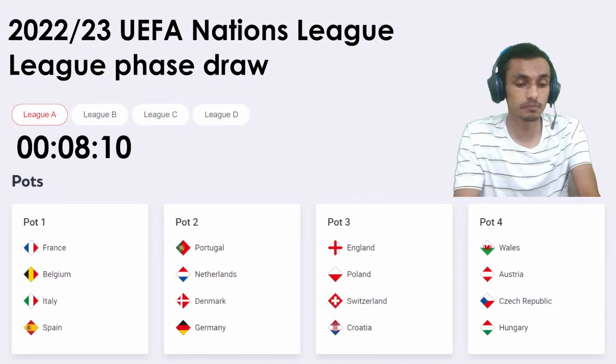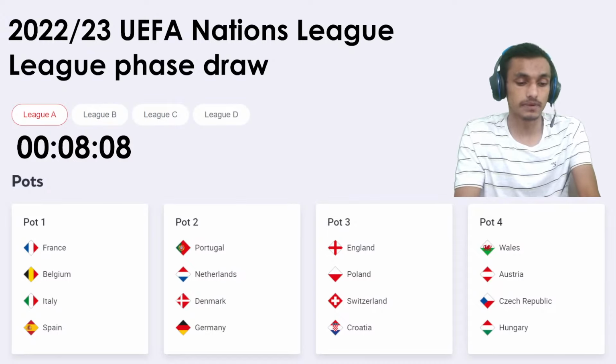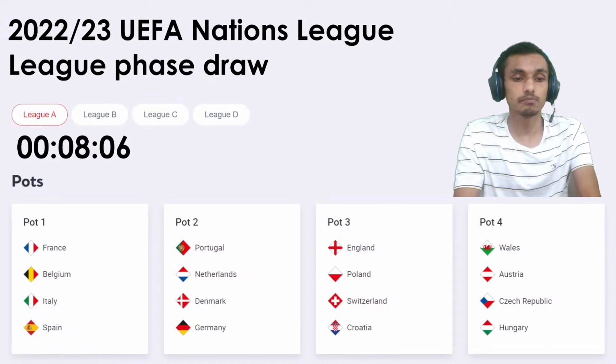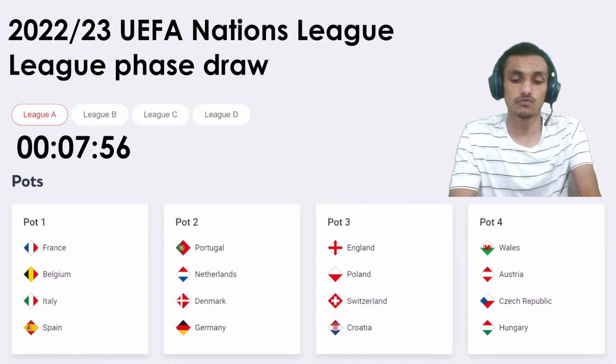In League A, Pot 1: France, Spain, Italy and Belgium. In Pot 2: Portugal, Netherlands, Denmark and Germany. In Pot 3: England, Poland, Switzerland and Croatia. In Pot 4: Wales, Austria, Czech Republic and Hungary.